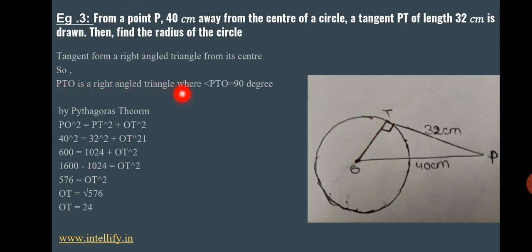PTO is a right angle triangle where angle PTO is 90 degree. We know very well the tangent meets the radius at 90 degree. So by Pythagoras theorem we can easily find OT. We know very well PO square is equal to PT square plus OT square. From calculation we get OT is equal to 24 centimeter.